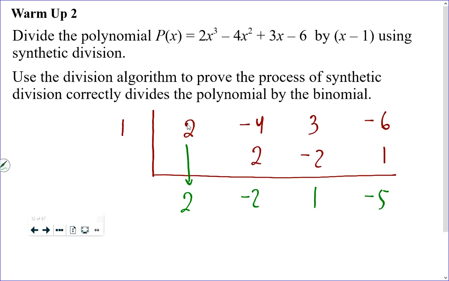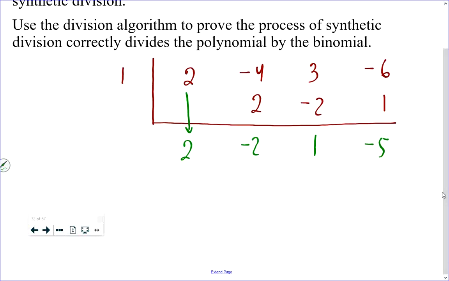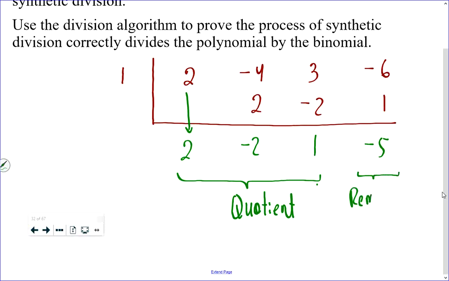What is this telling us? Well, it turns out that this represents the quotient. And this doesn't represent the remainder. This, in fact, is the remainder. But what do I mean by the quotient? What do I mean when I say 2, negative 2, 1 represents the quotient?